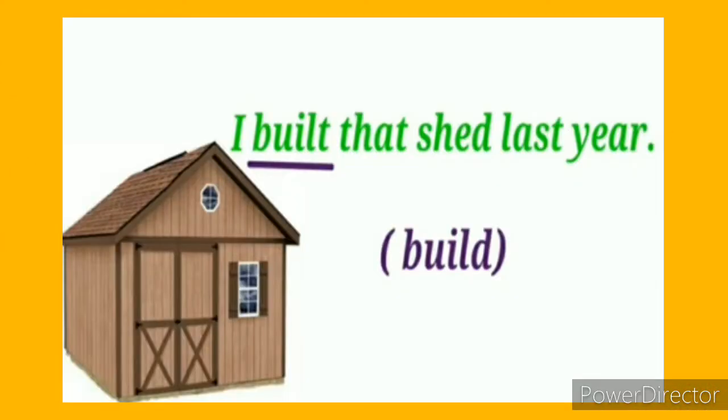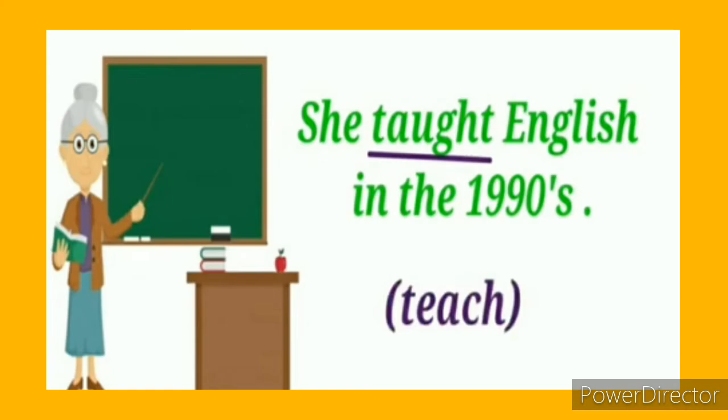Okay, students, look at some more examples. I built that shed last year. Here, built is the irregular verb, B-U-I-L-T, and the base form is build, B-U-I-L-D. Next one. She taught English in the 1990s. Here, taught is the irregular verb and the base form is teach, T-E-A-C-H. Clear? So, all irregular verbs have a unique simple past form.